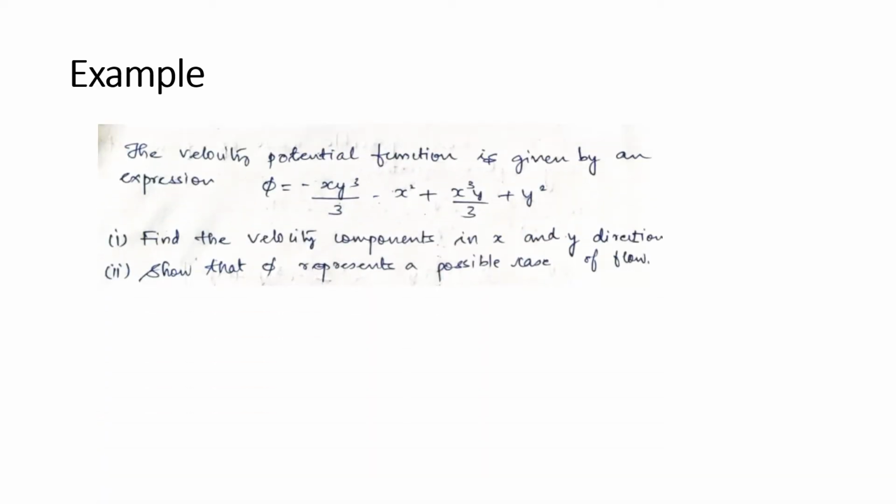We have also gone through a problem for this where the velocity potential function was given as minus x y cubed by 3 minus x square y plus x cubed y by 3 plus y square. And how have we solved for that? Find the velocity components in the x and y direction, and show that the phi represents a possible case of flow. That means we have to solve it for the Laplace equation. We have already discussed what is meant by Laplace equation. So based on this, we have to solve it. First thing first, write the given equation: minus x y cubed by 3 minus x square plus x cubed y by 3 plus y square.